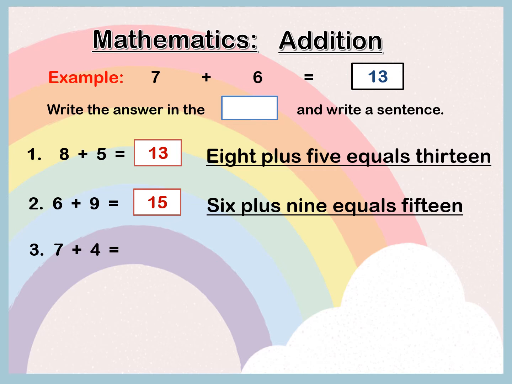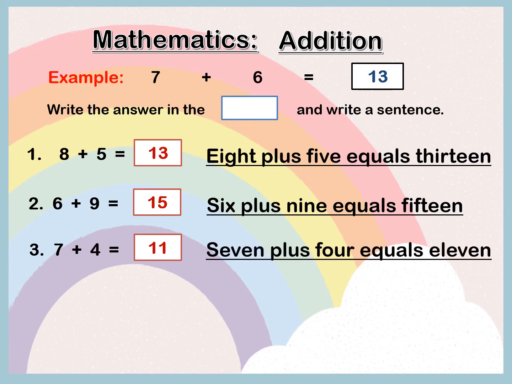10, 9, 8, 7, 6, 5, 4, 3, 2, 1, 0. Okay, 7 plus 4. Do you have the answer? Okay, now the answer is 11. Did you get the right answer? So 7 plus 4 is equals 11. So what are we going to do next? Yes, we are going to make a sentence using this equation. We have 7 plus 4 equals 11.